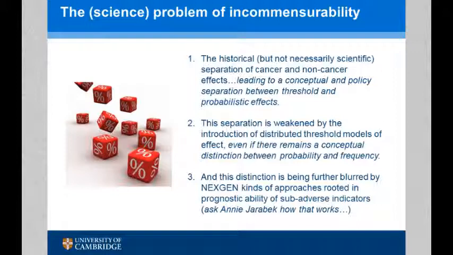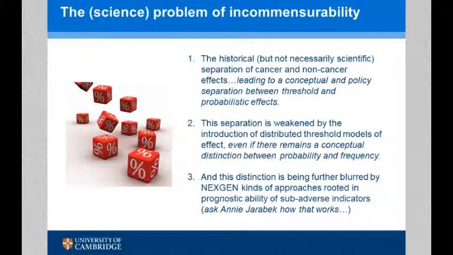So these are areas where one has information that is relatively rapidly generated, assays and so forth. And the important thing about that information, as again Andy Jarabek has worked out, is that one can use the prognostic ability of sub-adverse indicators as ways of combining compounds with many different outcomes into some sort of measure of overall risk. So I would argue that scientifically and philosophically, we don't have to keep things incommensurable, although at the moment we do in a regulatory sphere tend to keep them separate.